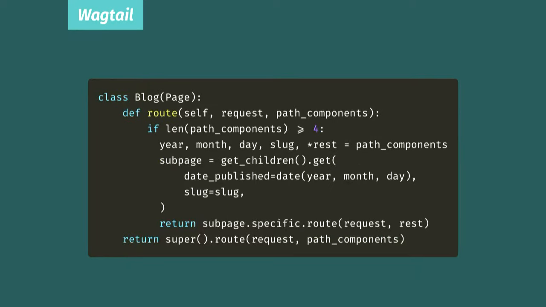Before we move on to Django CMS, we'll just rewind a bit to where I said the calls to route walk recursively down the page tree. That makes it the only one of the three where we can control how child pages are routed. Here, for example, is a simple implementation of that year, month, day slug URL pattern that a lot of blog engines use.